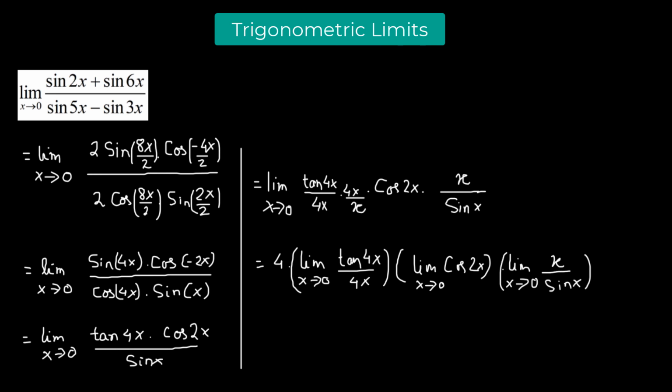We know that the limiting value of tangent of 4x over 4x will be equal to 1, and we have cosine of 2x, which is 2 times 0, so that will be cosine of 0, times the limiting value of x over sine x when x tends to 0, which will also be equal to 1. So we have 4 multiplied by 1, and cosine of 0 is 1, so we have 4 multiplied by 1 three times, and that is going to give us a limiting value of 4.